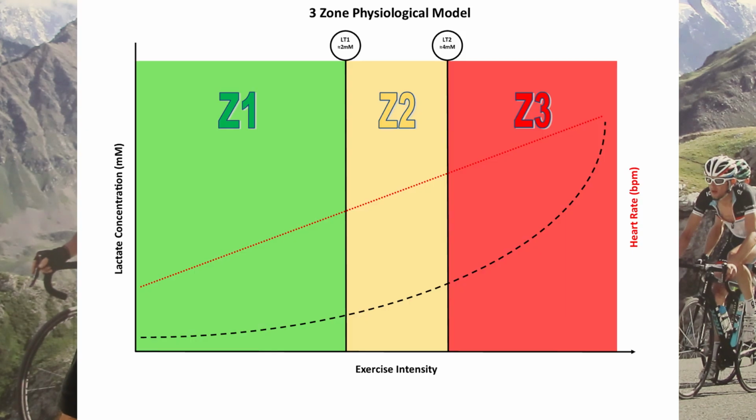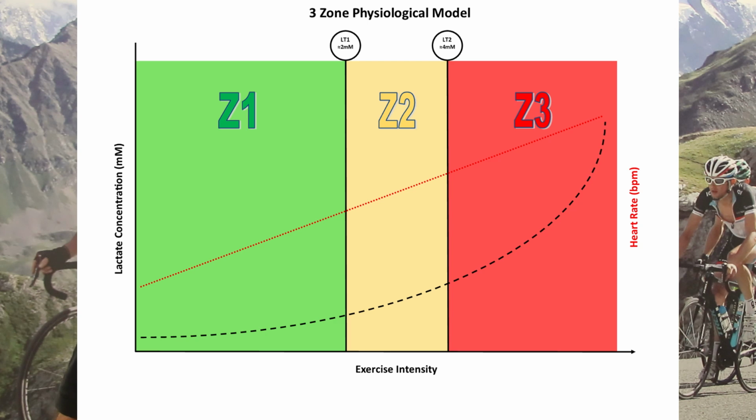Now, the body's always using both oxidation and glycolysis, but how much of each depends on exercise intensity. In the graph, I've plotted exercise intensity, which we measure as power output along the bottom, and your body's response along the vertical axis. There are typically three main ways we measure how hard your body is working as the intensity rises: breathing, heart rate, and lactate concentration.